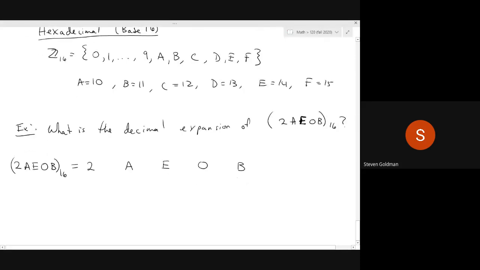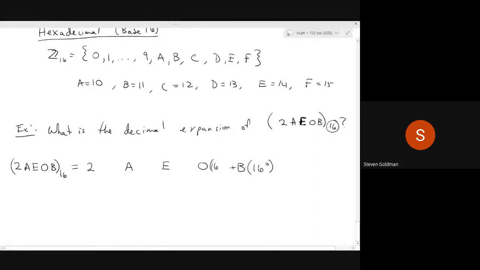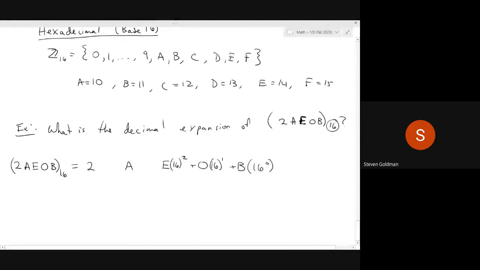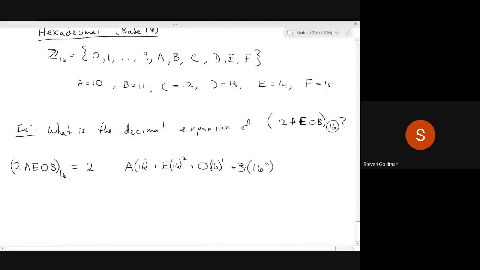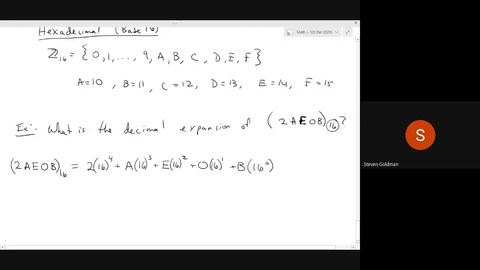All right, so 2AE0B. I'm going to multiply everything by powers of 16. Why? Because this is base 16, it's hexadecimal. So B, I multiply by 16 to the power of 0. I always start with powers of 0. Then 0 here I multiply by 16 to the power of 1. Then 16 squared. Then 16 cubed. And then 16 to the power of 4. Now, at this point, we're going to convert the letters into their decimal numbers.